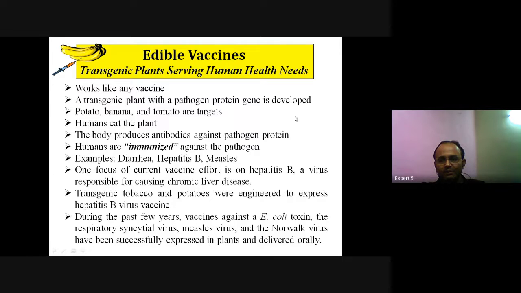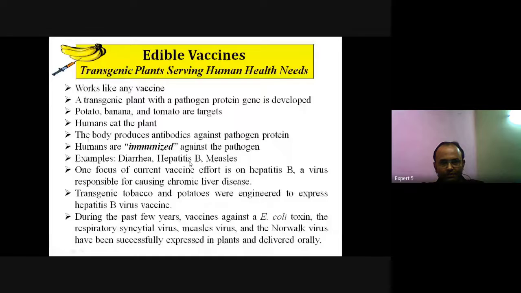When we ingest this plant, we get immunized, because the antigen activates the immune system of our body, and then antibody against the antigen is prepared, and then we are immunized. Generally, potato, banana, and tomato are the targets, because humans eat these. The body produces antibodies against pathogen proteins, and humans are immunized against the pathogens.